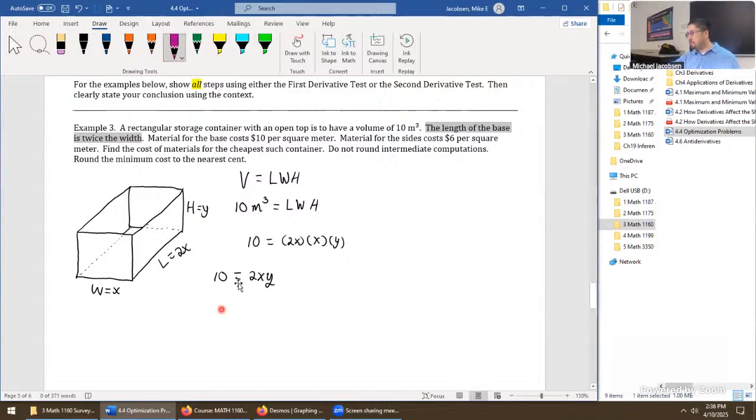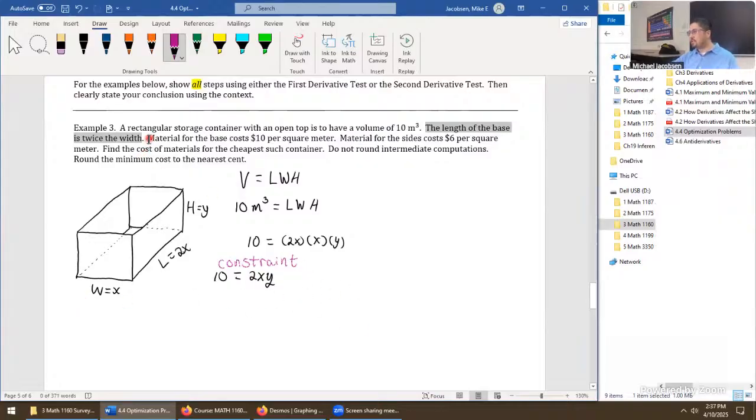That equation there isn't going to necessarily help us find the cost of materials. It's just a required step we have to get through, because this equation is the so-called constraint. The volume has to be exactly 10 cubic meters, constrains us into this equation if the length is to be twice the width in that way. So that's one part of the problem down.